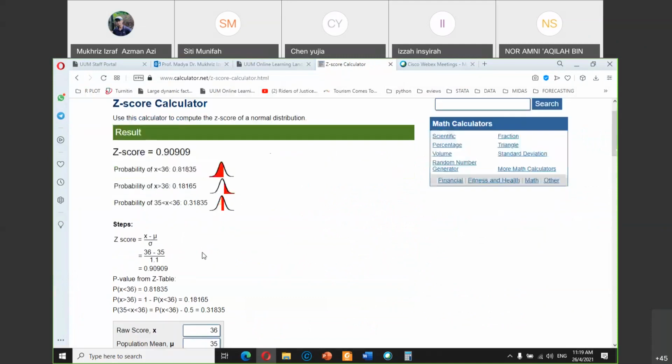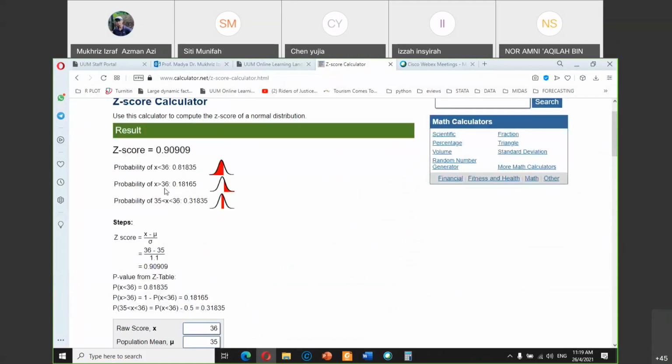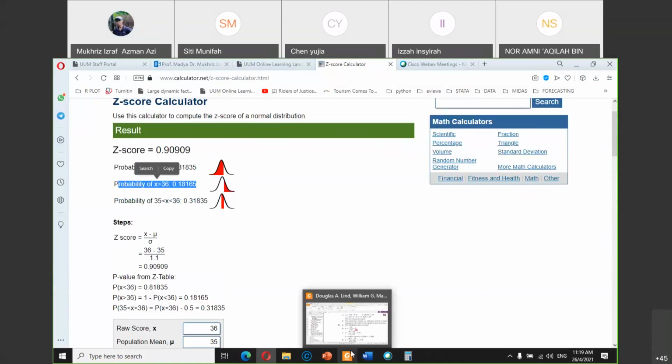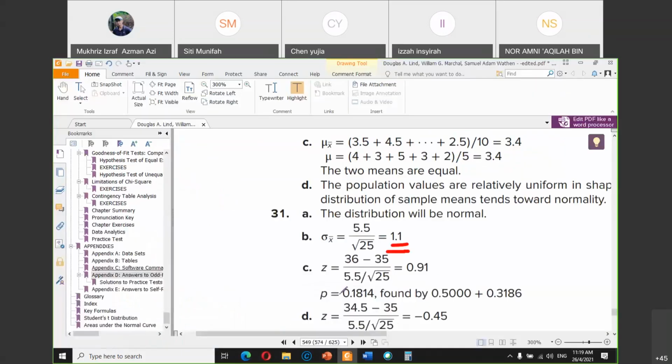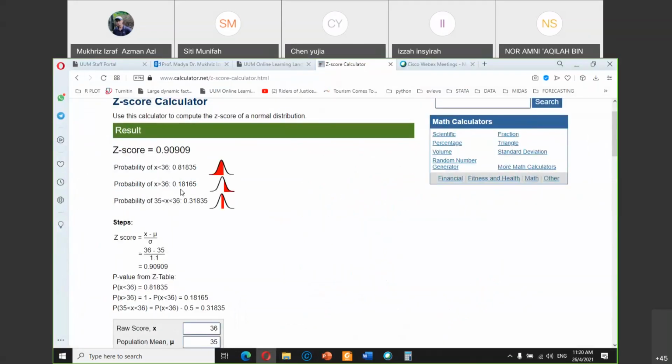So the one that you want to refer to is this one, more than, which is 0.1816. Right, 0.18. This one is supposed to be minus, not plus. The book has some typo here. So the answer is 0.1814, which is close to ours, 0.1816. So you can refer to this one as well.